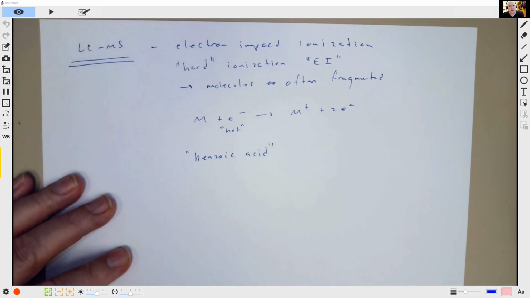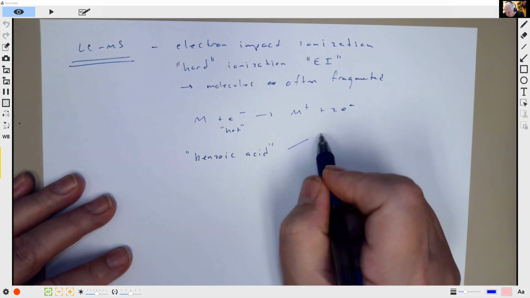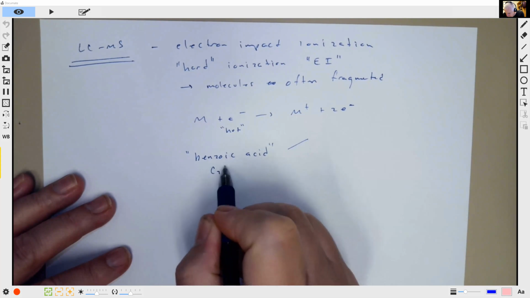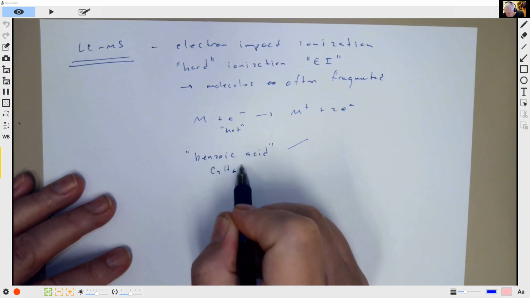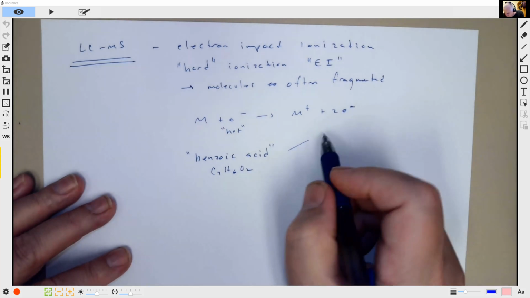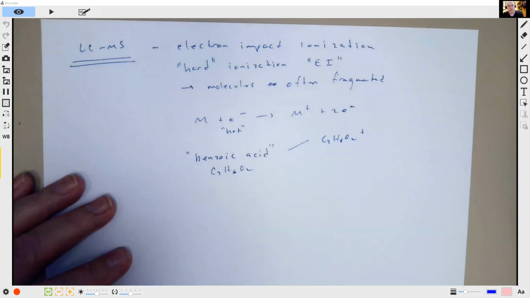First of all, what cations is it going to form? Well, this is C7H6O2, right? So this is going to form C7H6O2 plus, right? And that's a cation made of benzoic acid, right?